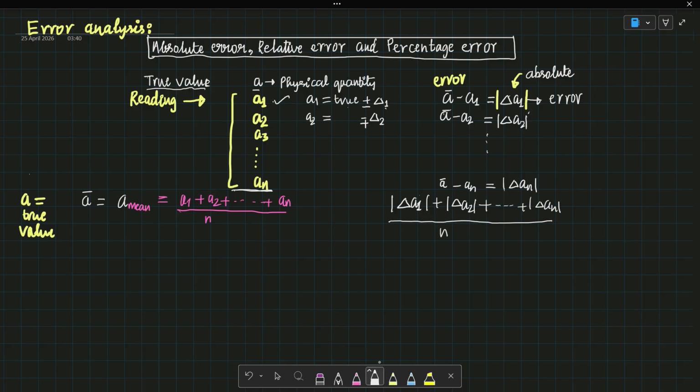So what are we saying? We have calculated absolute error and we are taking the mean of it, and the value that comes out is called the mean. This is shown by delta A, and this is called the mean of absolute error. That's why this is called mean absolute error.